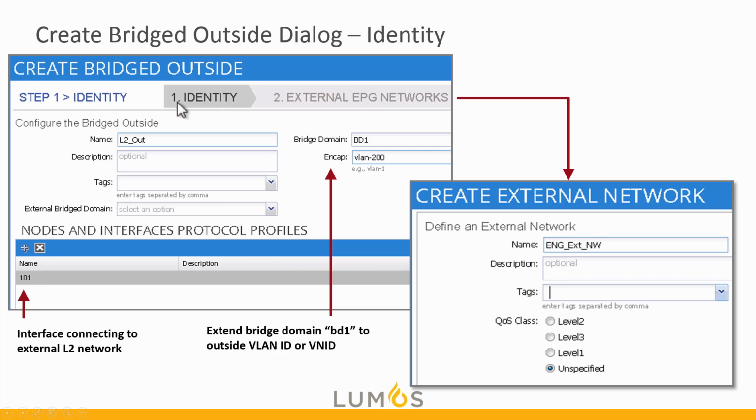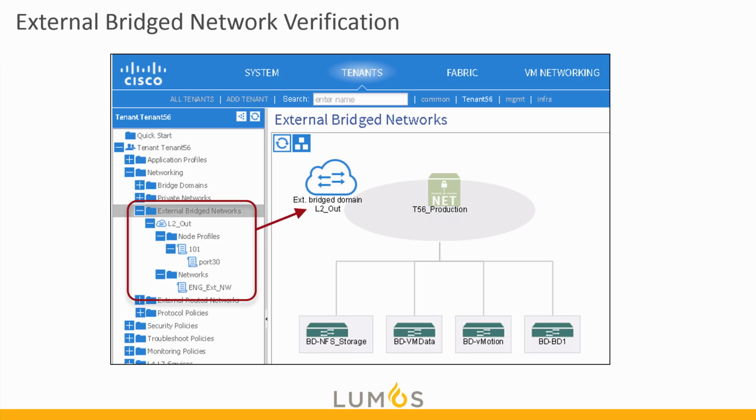So here's an example in the APIC of creating the bridged outside. We give it a name, we put it in an existing bridge domain and tell it what encapsulation, what node, and port, and then we create the external network. And again, here we can optionally tag QoS, but this defines the external EPG. And then after we do that, we see the new external bridged outside.